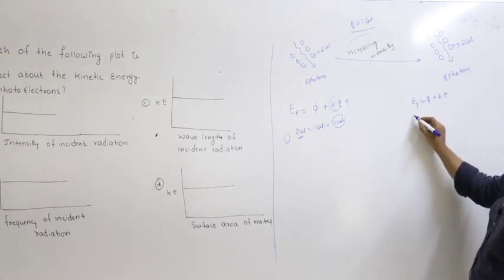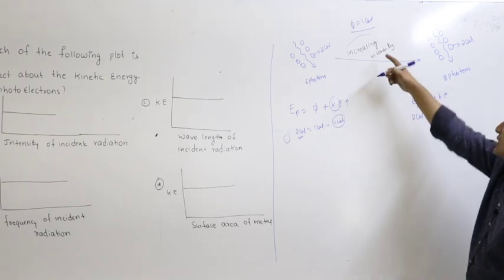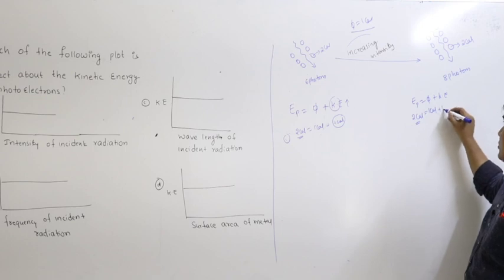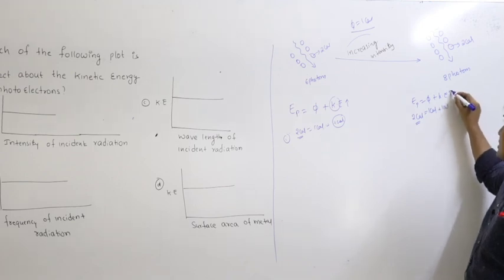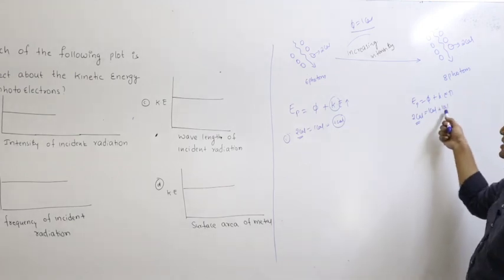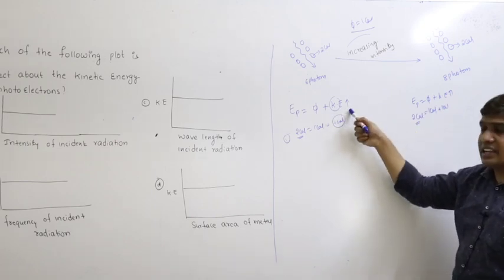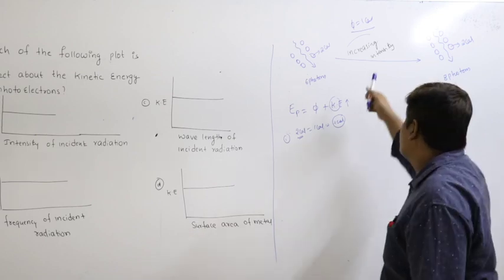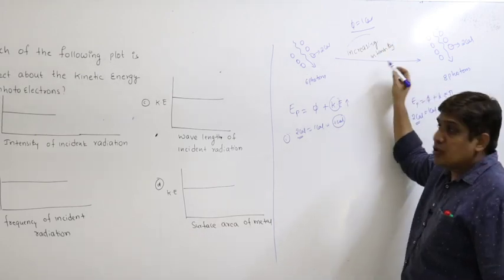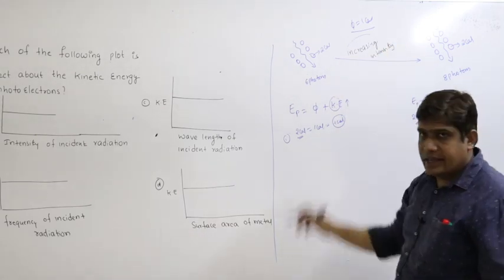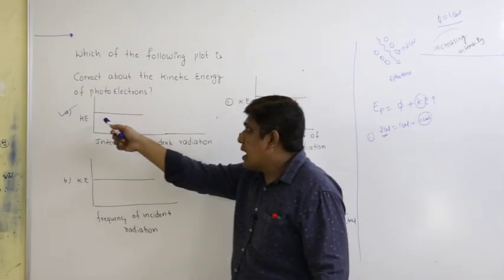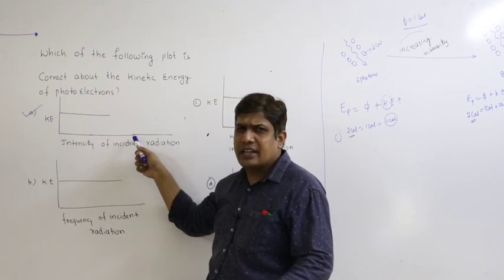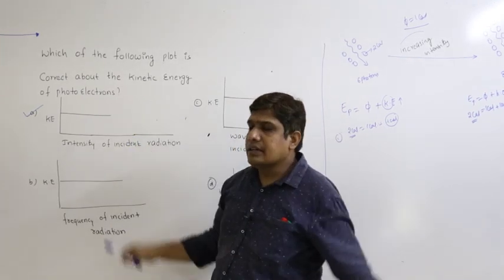The energy of photon is 2 calories. Work function is 1 calorie because I am using the same metal. The remaining 1 calorie will be utilized to increase the kinetic energy. So here and here the energy used to increase kinetic energy is the same. So kinetic energy will not change when you increase the intensity because the energy of photon remains the same. That is why it is parallel to the x-axis. Whatever intensity you increase, the kinetic energy of photoelectrons will not increase.